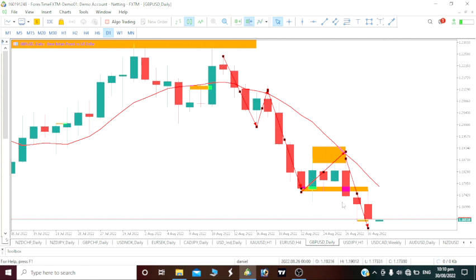Two is that price is still below the 10-period moving average. It has not broken above it. It is still below it and far away from it. So that is reason number two. We are still bearish and we should consider shorting it.